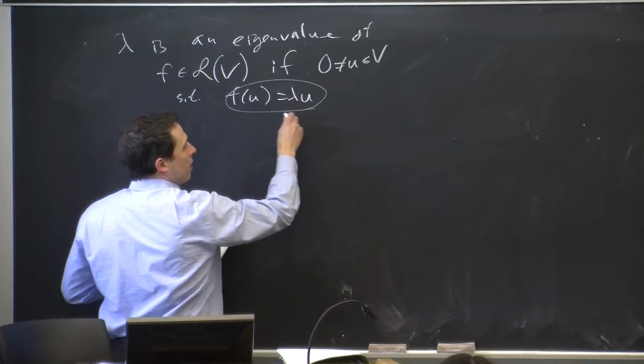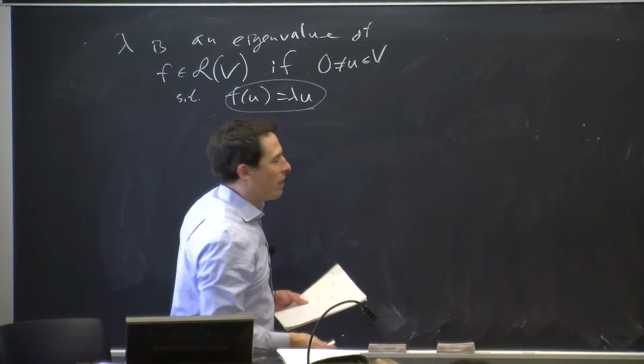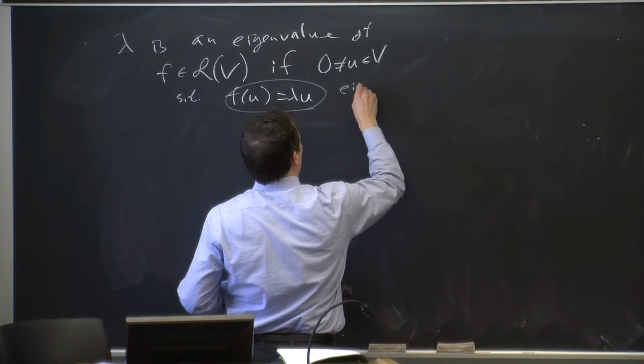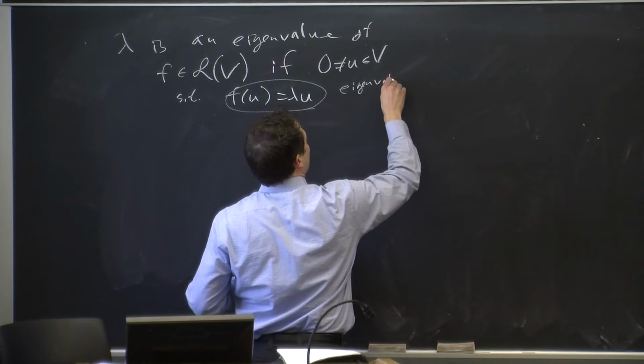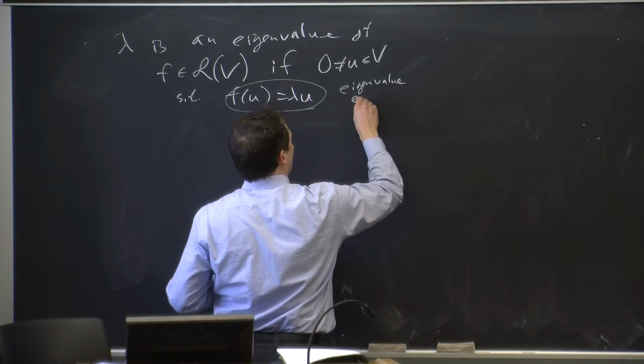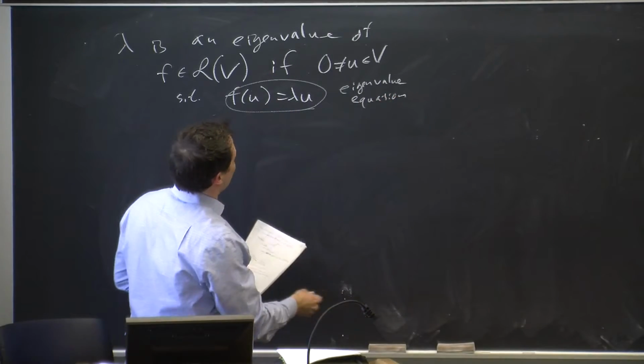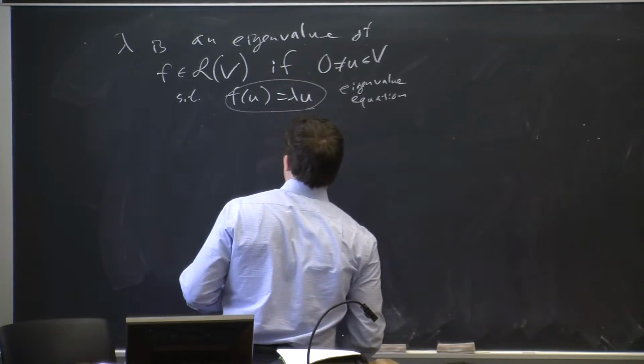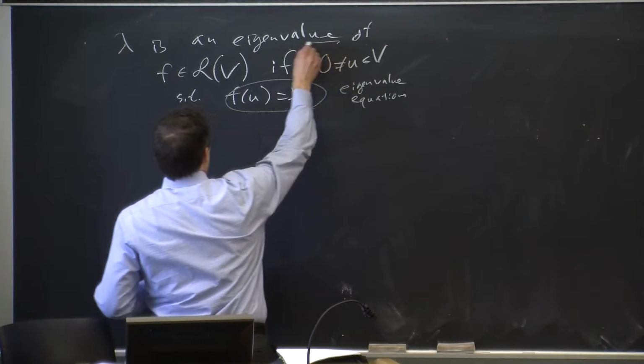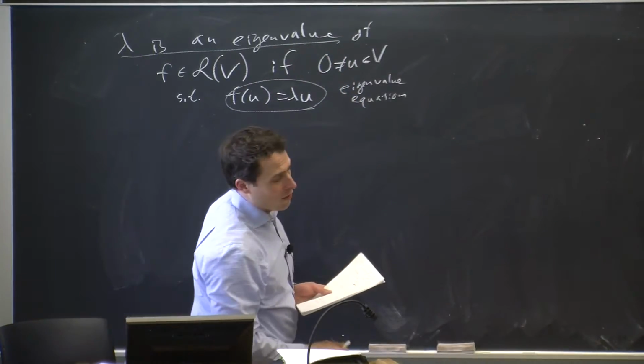And so this I will sometimes be calling the eigenvalue equation. We'll have another form for it. It's also the eigenvector equation, so I could perhaps just call it the eigenequation. Call this eigenvalue equation. So this is the definition of lambda as an eigenvalue of f.